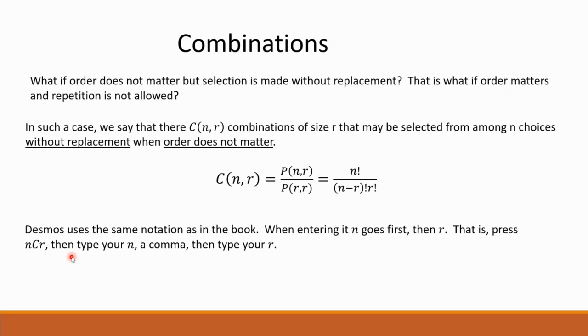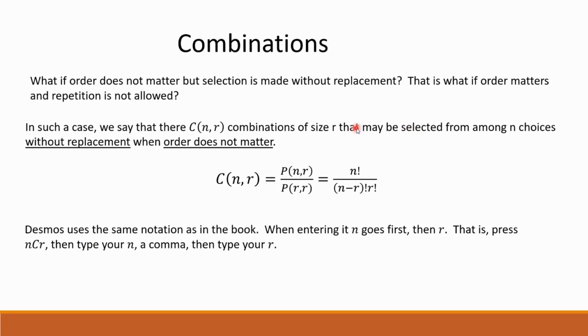So we looked at permutations. Remember, with permutations, the order mattered and selection was made without replacement. Combinations is what you get instead when the order doesn't matter and selection is made without replacement. So in other words, what happens if order does not matter and repetition is not allowed either?